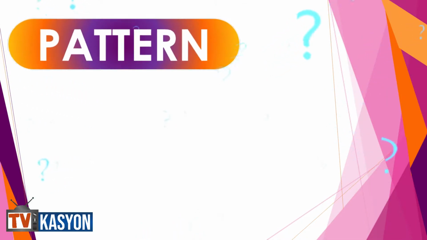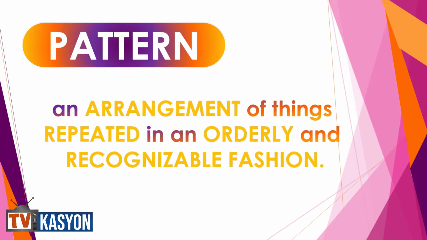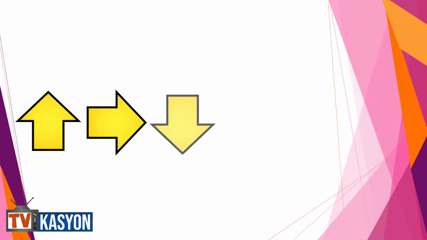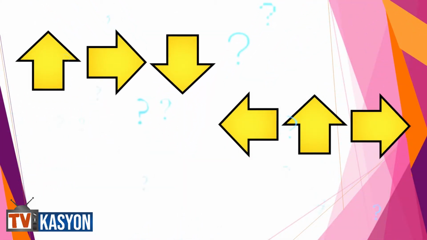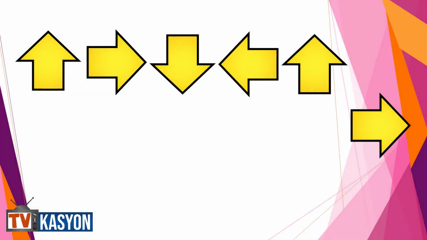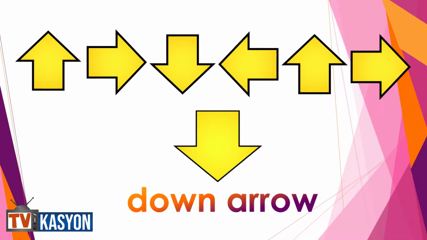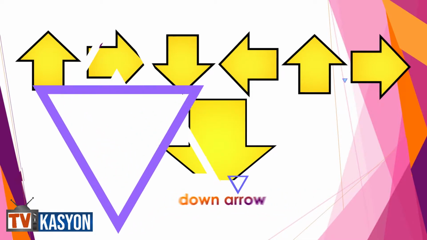So, what is a pattern? A pattern is an arrangement of things repeated in an orderly and recognizable fashion. If we try to look at the pattern, what will be the next figure? The answer is down arrow. How did I know? Because, as we can observe, the pattern has arrows which are moving in a clockwise direction, and the next item after the right arrow is a down arrow.